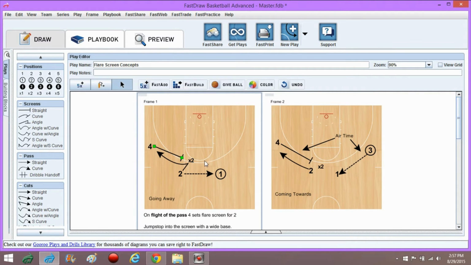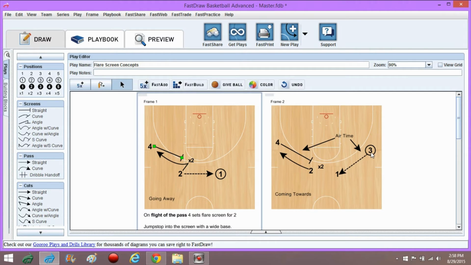For example, it's critical that the screener move in position to set the screen on air time of the pass. For example, when 2 passes the ball across the slots here to 1, while that ball is in the air, as soon as 2 releases it and the ball is in the air, 4 should be on the go, setting the flare screen.